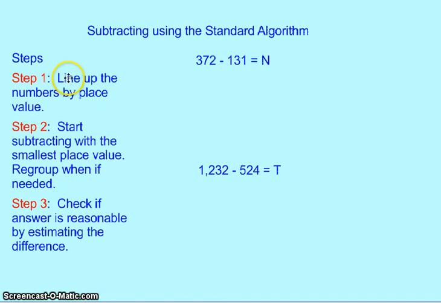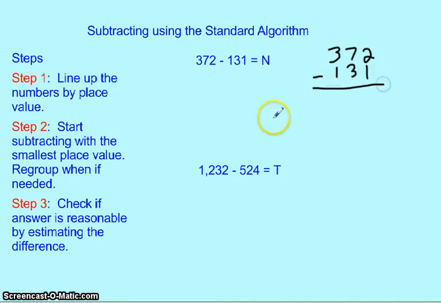Step 1, we're still going to line up the numbers by the place value. So let's take our first example here, 372 minus 131. Let's first line the numbers up by their place values. So I'm going to put 372 minus 131. We'll make sure that 1 is in the hundreds and 3 is in the hundreds.